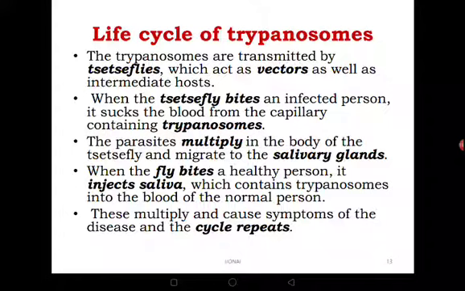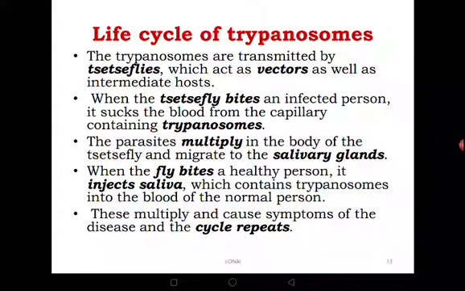So what is important here is that the vector, of course, plays a key role. The sessile is the one which carries this disease from one person to another. After biting an infected person, it picks the trypanosomes and then takes them to another person, and then that's how it is spread.